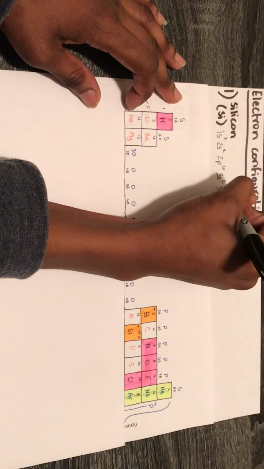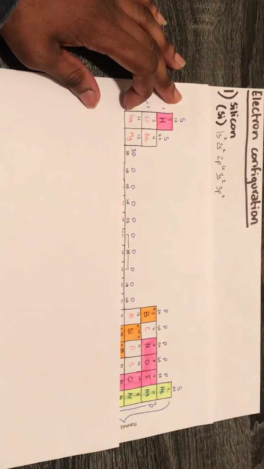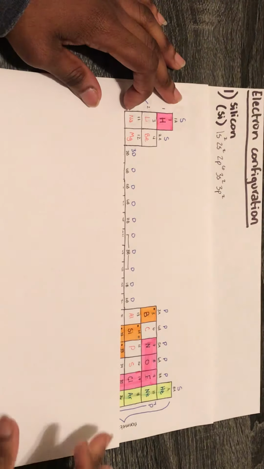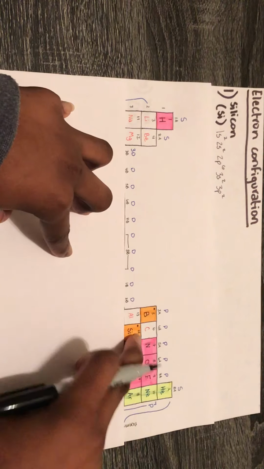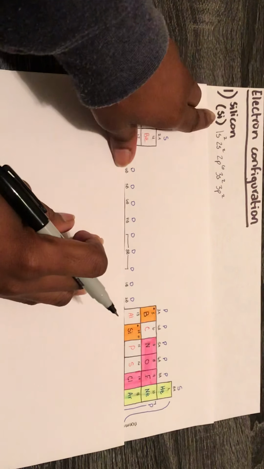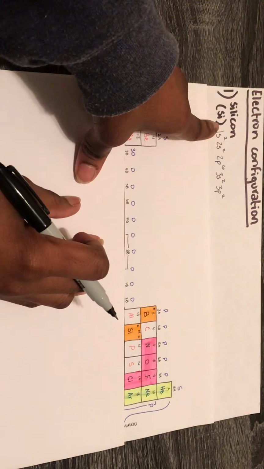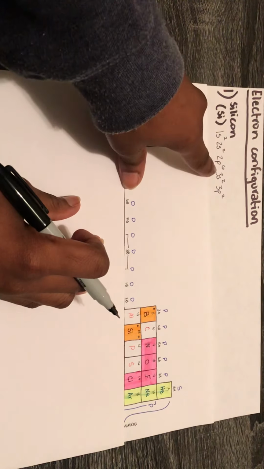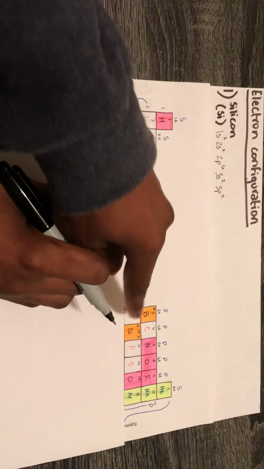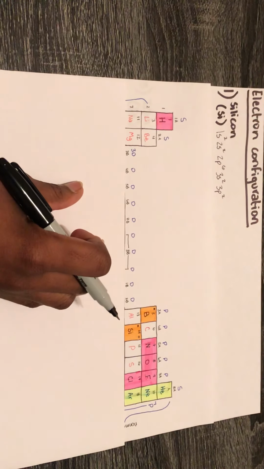So 3p2. Now a way you can check yourself to see if you did it correctly is that silicon is number 14, meaning it has 14 electrons. So up here in the exponent, once you add all of them together, you should get 14. So 2, 4, 6, 8, 10, 12, 14. Again, silicon is 14. So you did it right.